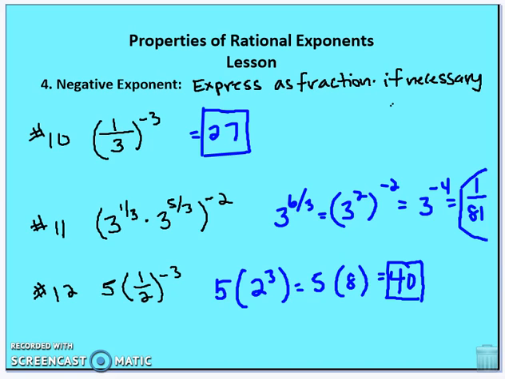Number 12, 5 times 1/2 to the negative 3. In this case, I'm going to use my order of operations. I'm going to apply my parentheses and exponents first. So 1/2 to the negative 3 would be, the reciprocal of 1/2 is 2, cubed, which is 8. And then multiplication, division, addition, subtraction. 5 times 8 is 40.